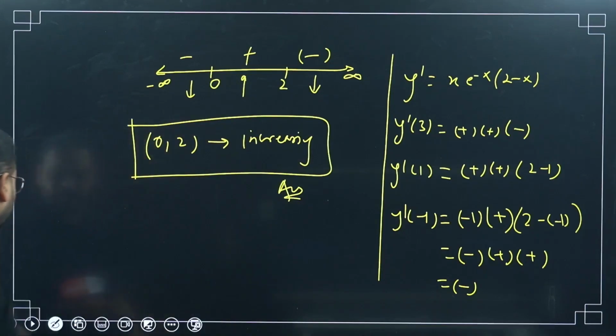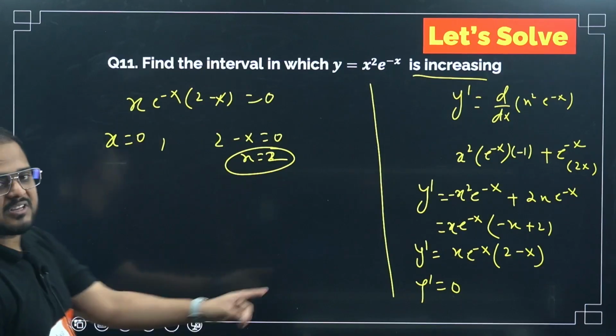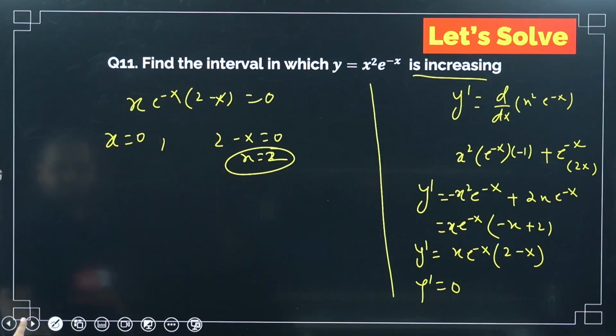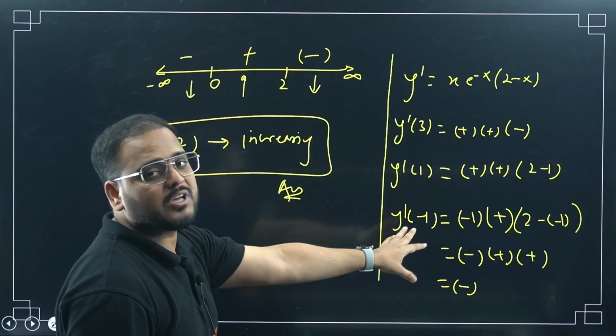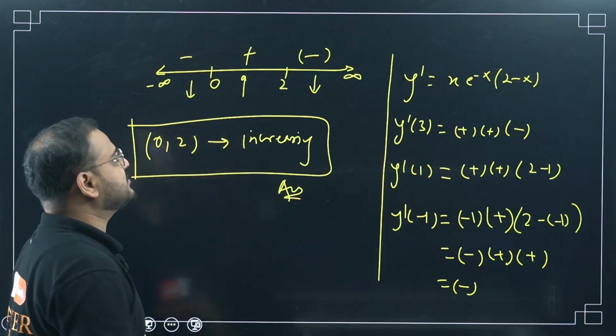Hope this is clear. Please have a look. First derivative we found using the product rule. Equated to 0 to get the critical point. Plotted on the number line. Check the signs. This is what we do using the first derivative. We check the sign change. Okay.